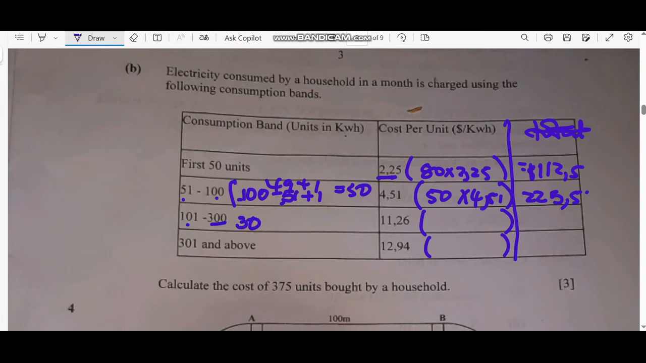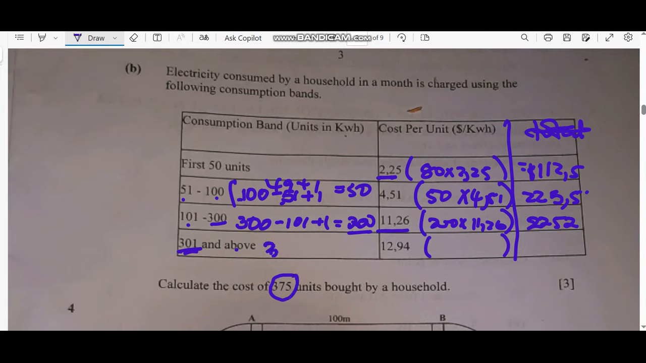Then the next band ends at 300, so 300 minus 101, then plus 1, gives 200. Then 200 times 11.26, which gives 2252.